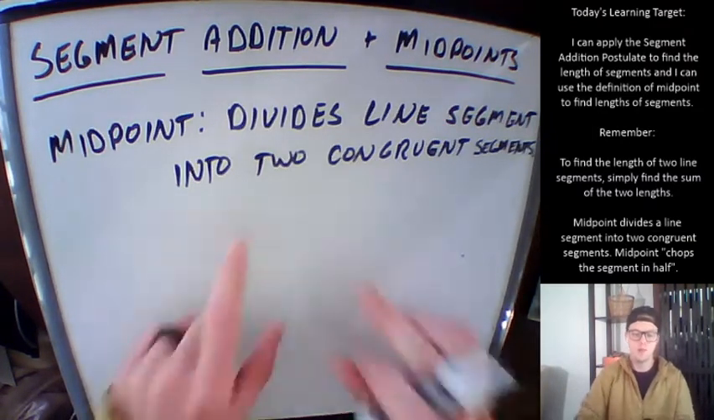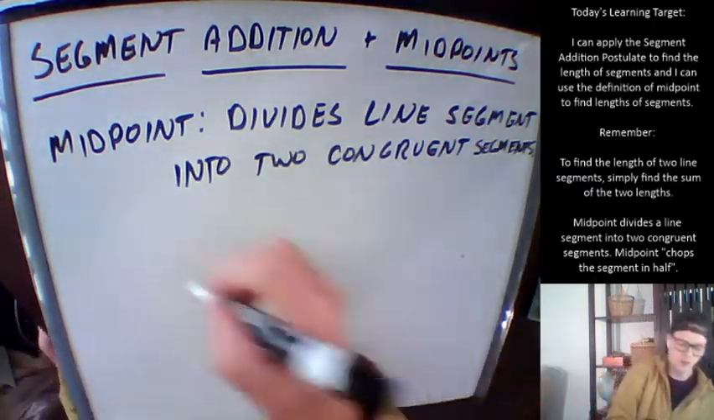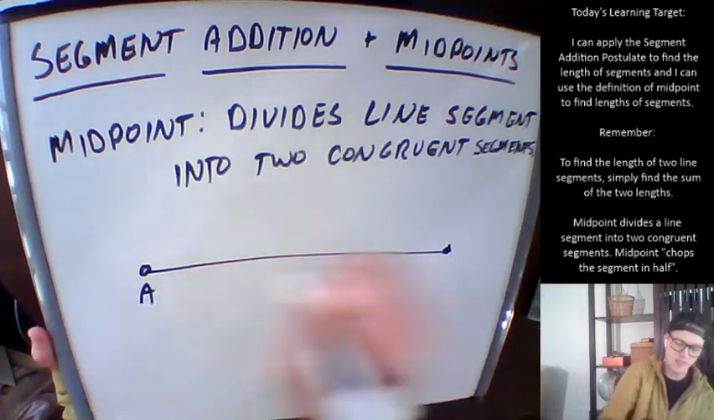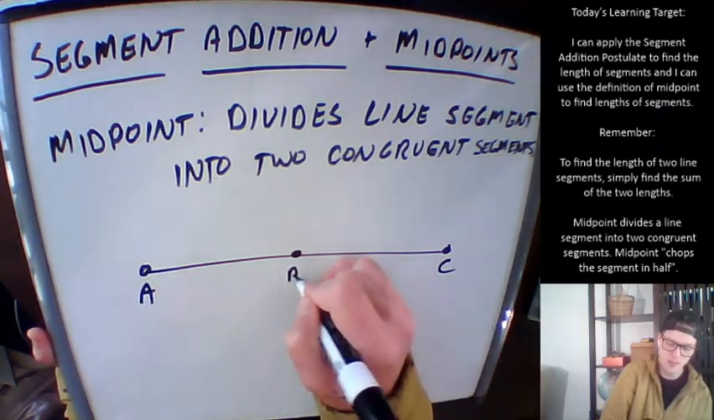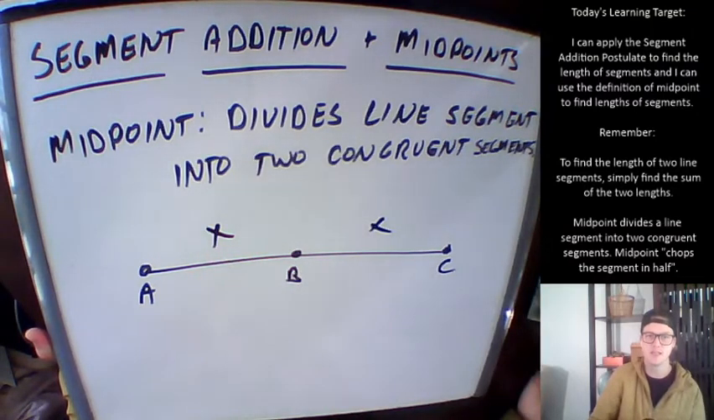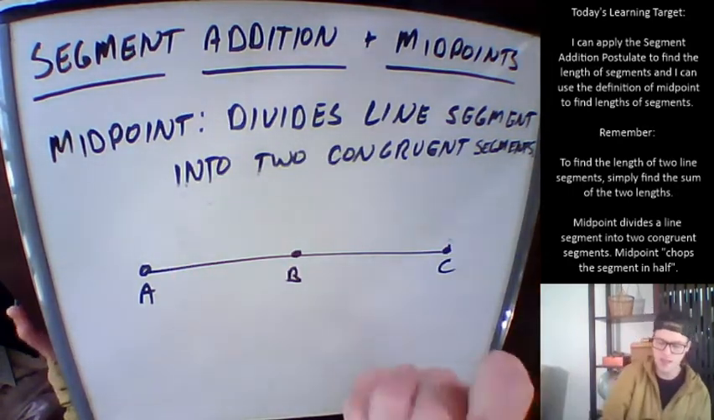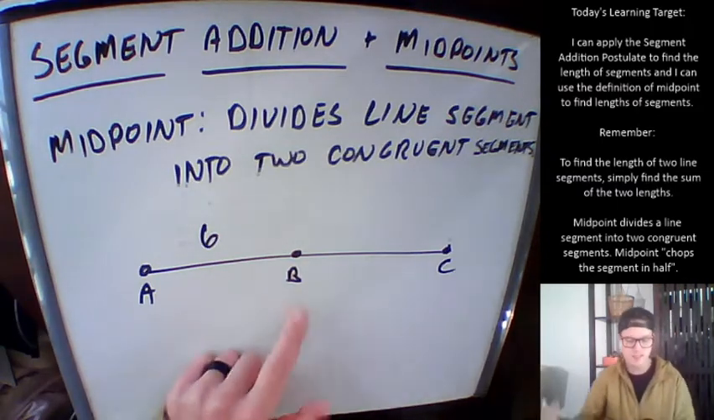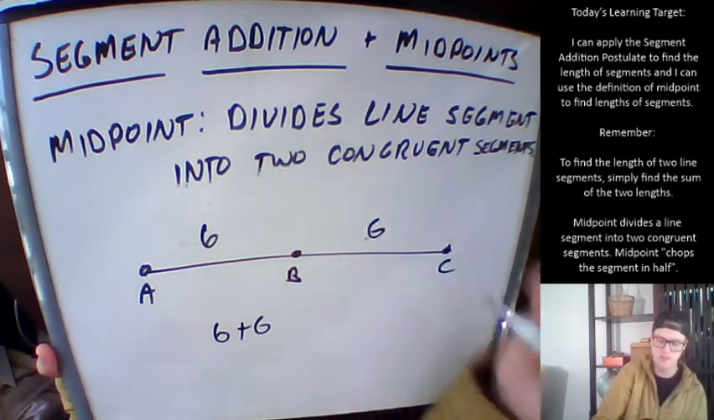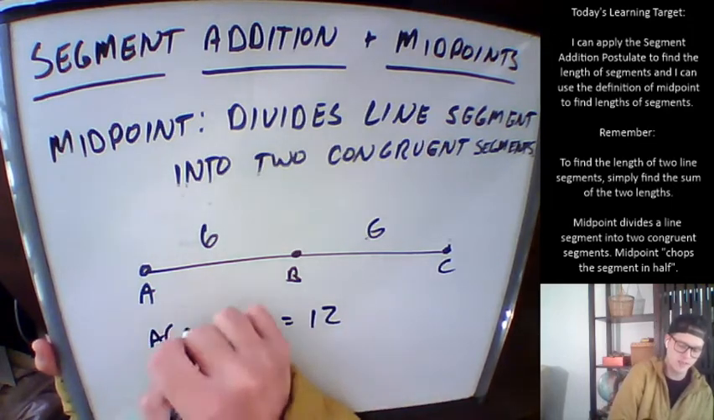Okay, midpoints. The midpoint divides a line segment into two congruent segments. Pretty straightforward. If I say B is the midpoint of AC, that means I have some line segment AC, and B is exactly in the middle. So this length AB is exactly the same as this length BC. If you were told that AB is 6 and that B is the midpoint, and you need to find AC, you would just do 6 plus 6, because we know these two distances are the same. So this would be 12. AC would equal 12.